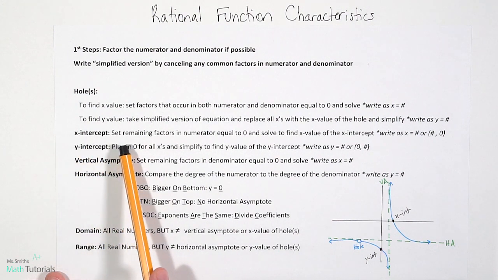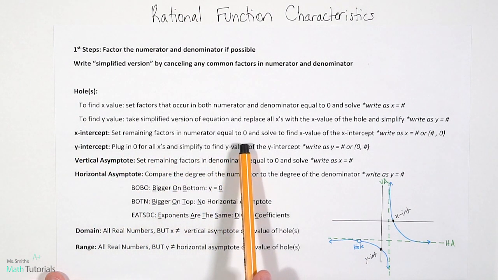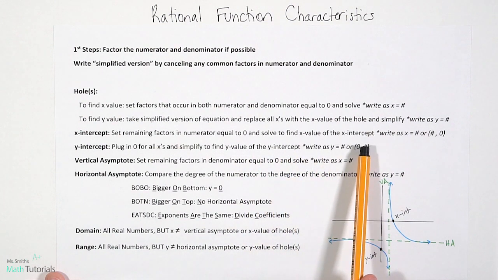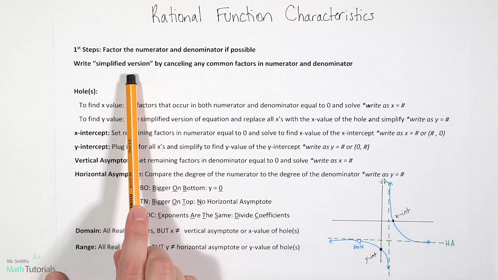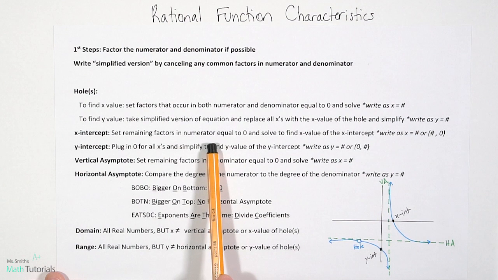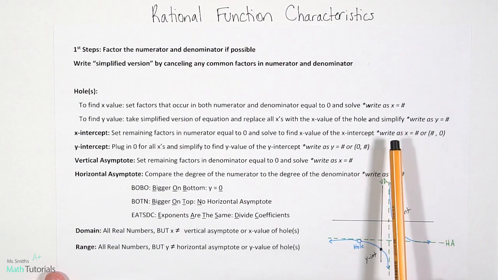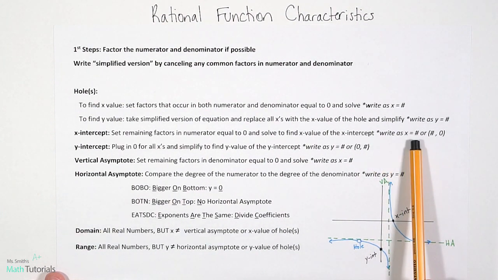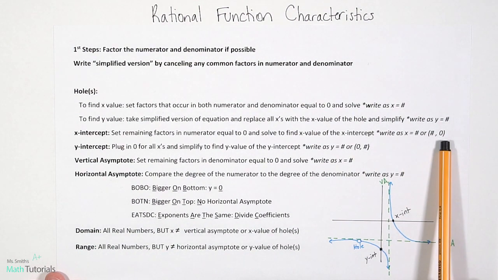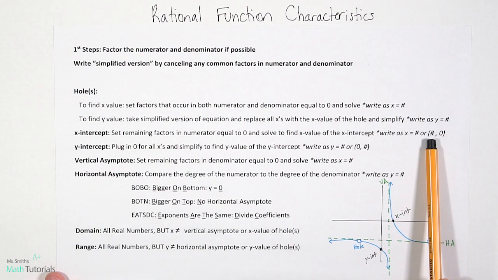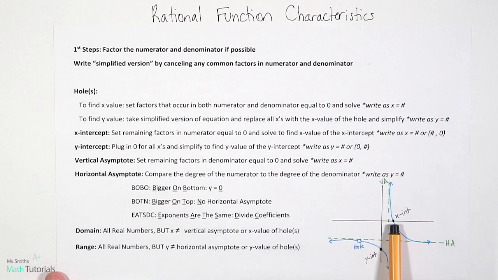To find an x-intercept, you want to set the remaining factors in the numerator equal to 0 and solve to find the x value of the x-intercept. What that means is, once we've already found our simplified version and canceled out any common factors, whatever we have left in the numerator, we're going to set equal to 0 and solve. That's your x-intercept. Some teachers prefer you to write that as x equals whatever the x-intercept is. Other teachers, and my preferred method, is just to write the point of the x-intercept: whatever the number is, comma 0, because that'll tell you the exact point on the graph.